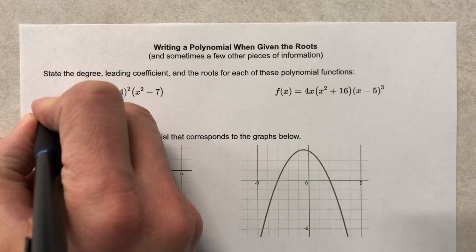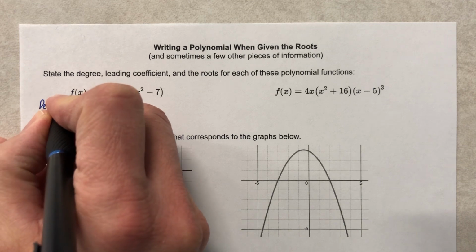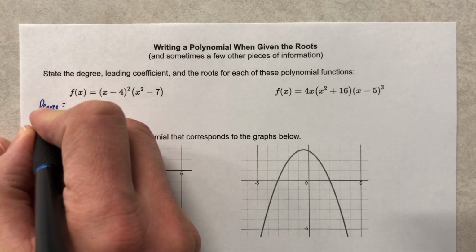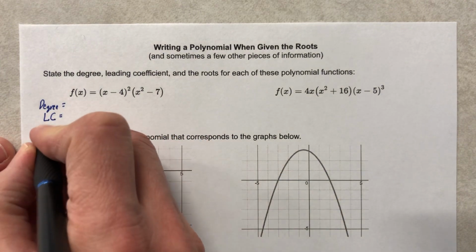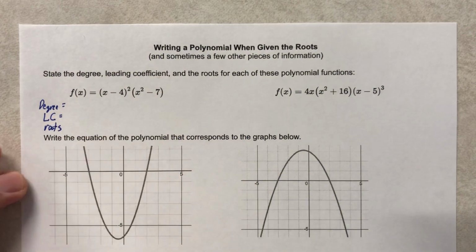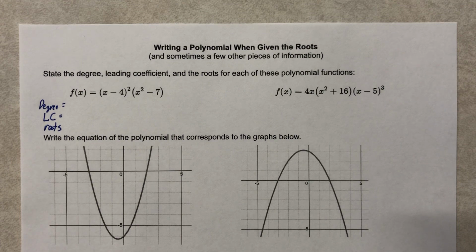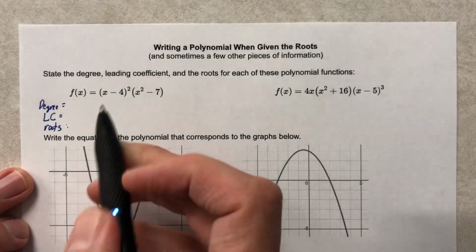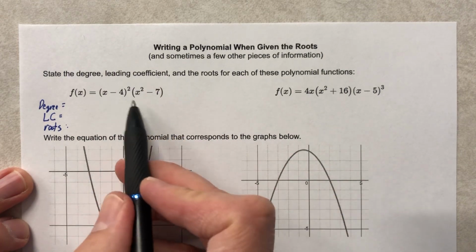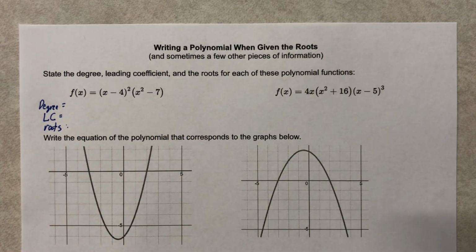So we're going to have our degree. We're going to have our leading coefficient, and we're also going to have the roots. And we have a lot of work to do on this one. I might have to use an extra piece of paper for something. So, all right, here we go. We're going to state the degree, leading coefficient, and the roots for each of these. I would like to think that it's going to be fairly obvious that you could look at this and tell what some of the roots are.